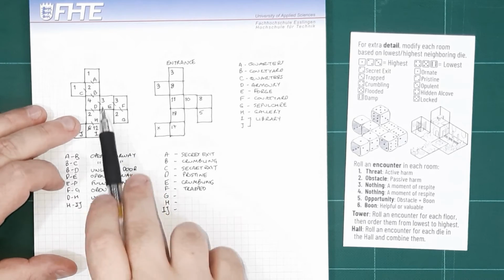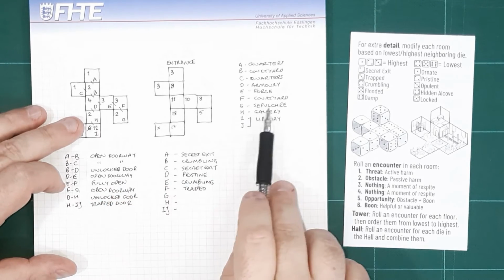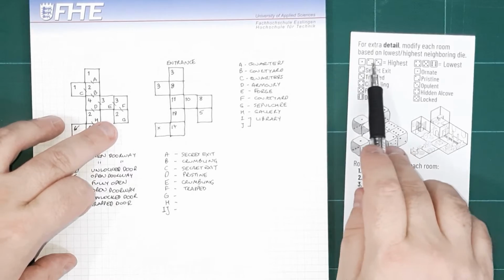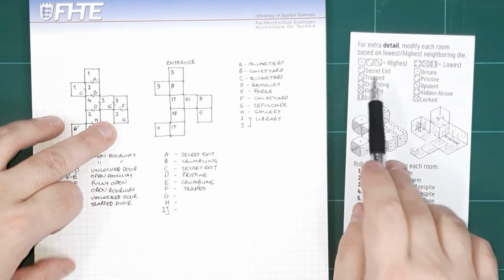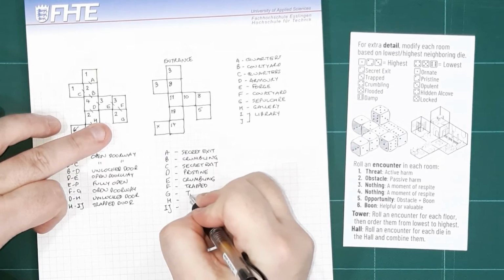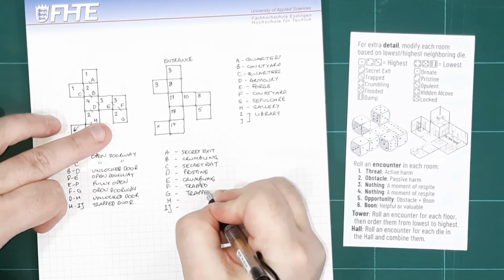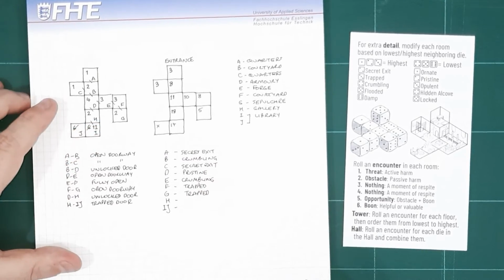So the last room on this corridor here, G, is the sepulchre. It is a 2, so we're here, looking for the highest neighbor. There's only one neighbor, it's a 3. It's also trapped. So the sepulchre also has a trap. Oh my God, that's going to be a nasty place for my warband to go.